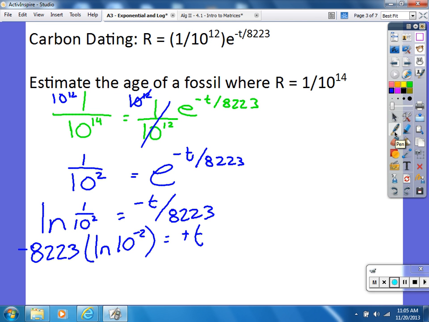Now, type that in your calculator, give me t. Let's figure out the age of this fossil. Why did you take 8,223? What they actually probably have done is many, many models on this. Ran it through several equations and then finally came up with that. That make sense?